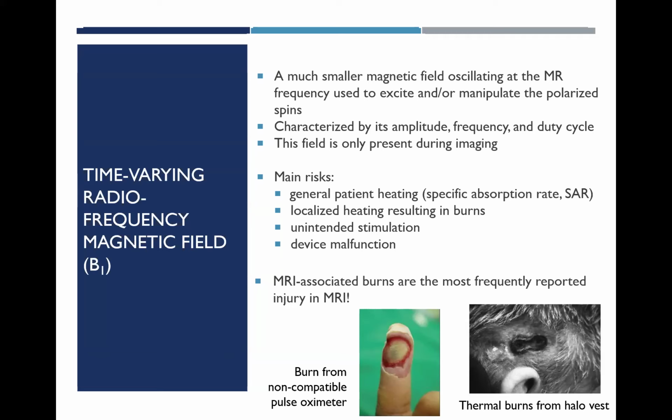Now, the main risks of the B1 field are general patient heating, localized heating resulting in burns, as can be seen below, unintended stimulation, and device malfunction. It's important to note that MRI-associated burns are the most frequently reported injury in MRI.